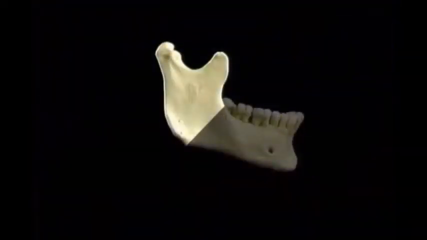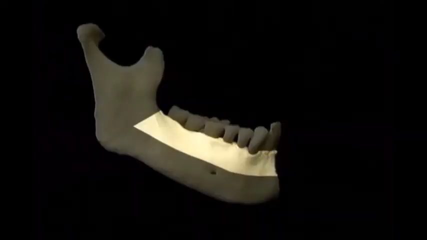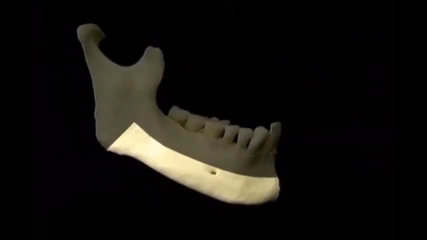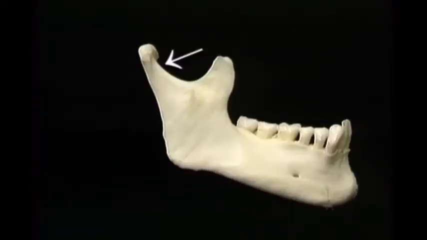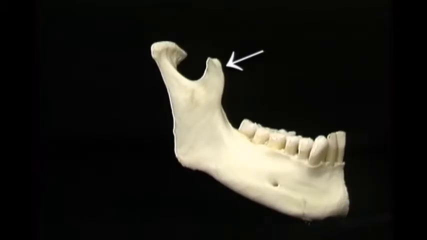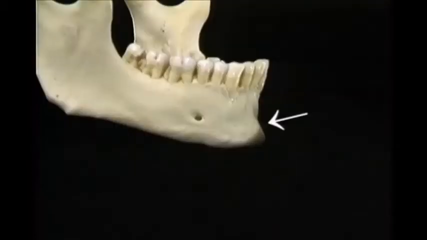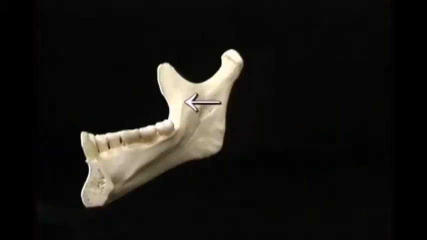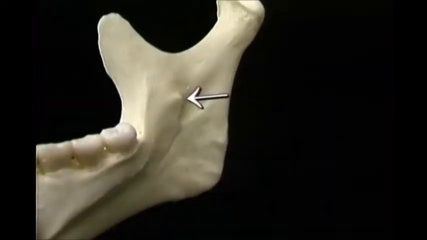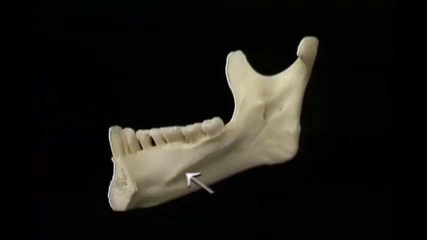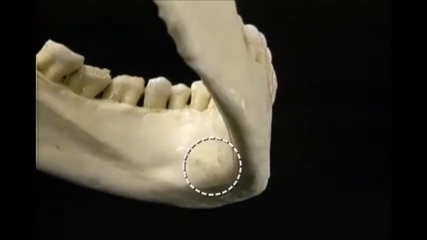Here's the ramus of the mandible. Here's the body, formed by the alveolar process and the base. Here's the angle, the condyle, the neck, the coronoid process, and the mandibular notch. Here are the symphysis, the mental protuberance, the buttress, the mandibular foramen, the lingula, the mylohyoid line, the submandibular fossa, and the mental spine.